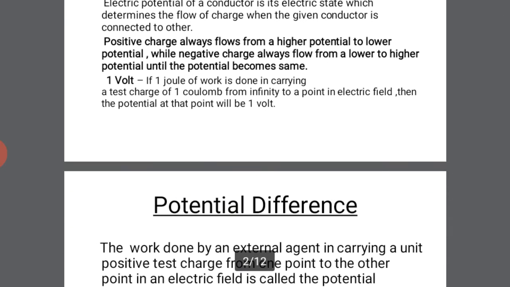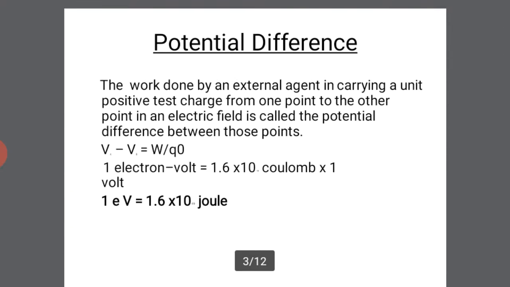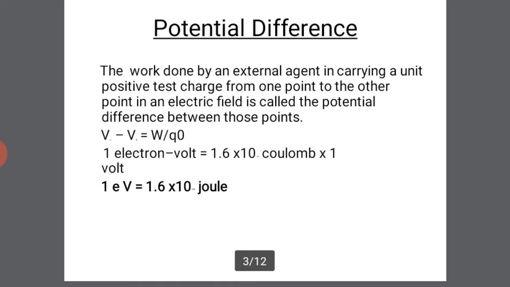Now our next topic is potential difference. The work done by an external agent in carrying a unit positive test charge from one point to another point in an electric field is called the potential difference between those points. Suppose we want to displace a test charge from B to A, then the potential difference will be equal to VA minus VB, which equals W upon Q naught.